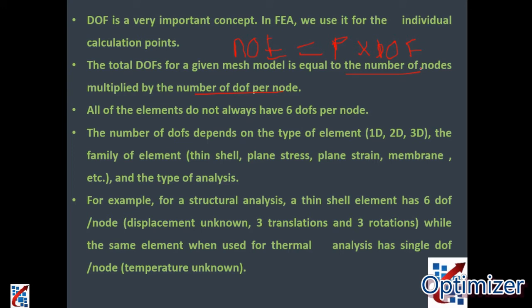For example, for structural analysis, a thin shell element has 6 degrees of freedom, while the same element in thermal analysis has a single degree of freedom, that is temperature.